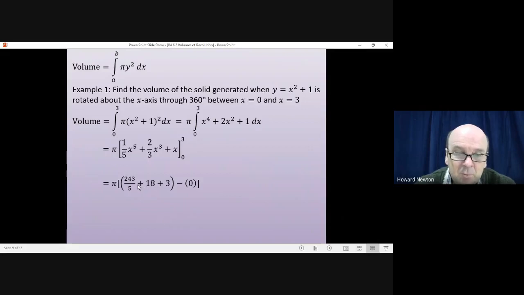That will give me that when I put in 3. Putting in 0 does just give me 0. And tidying up that first bracket gives me 348 pi divided by 5 for the volume of the solid.